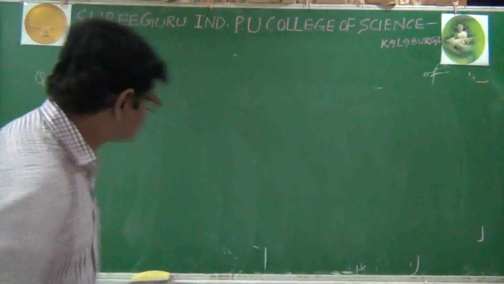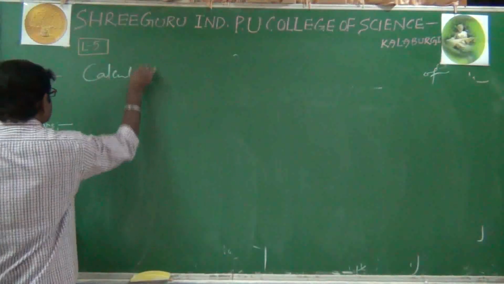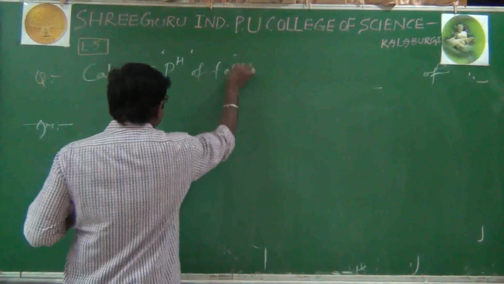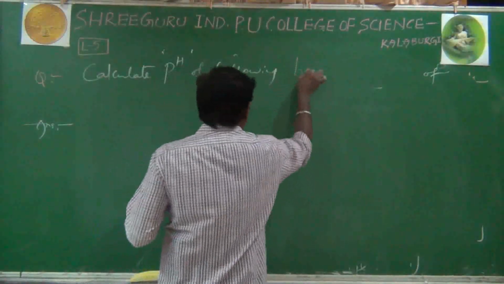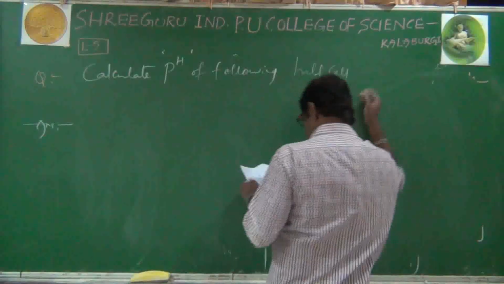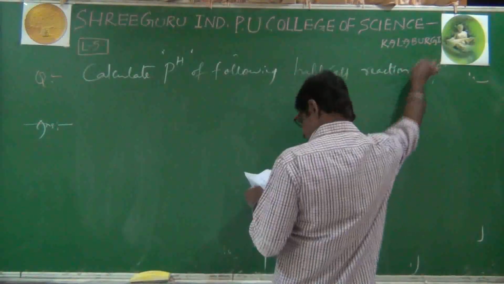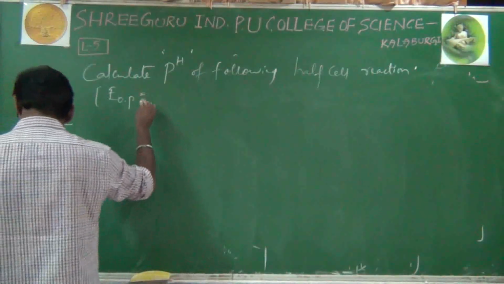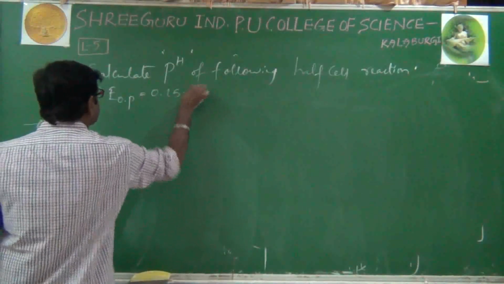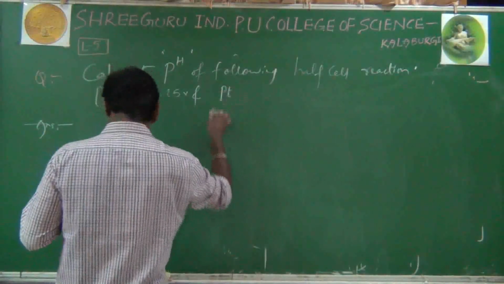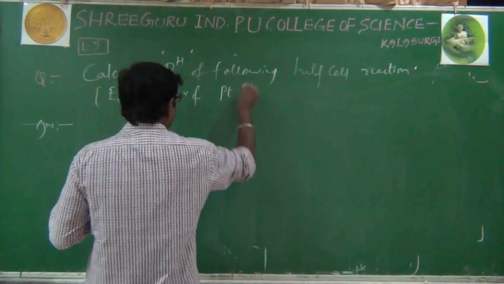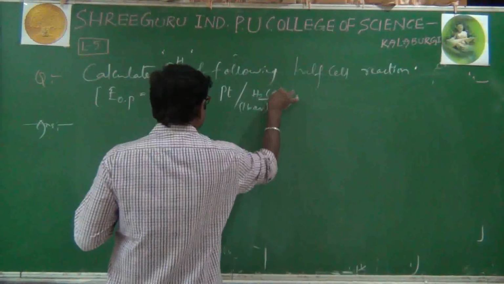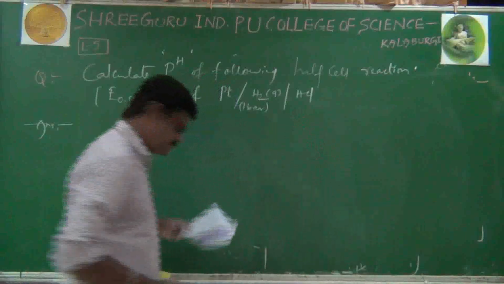Next question is: calculate pH. See here, pH of the following half cell reaction, and in the brackets he has given the oxidation potential value E, 0.25 volts, and the electrode symbol given: platinum oblique H2, of course 1 bar, gas oblique HCl. That's all. This is the question.